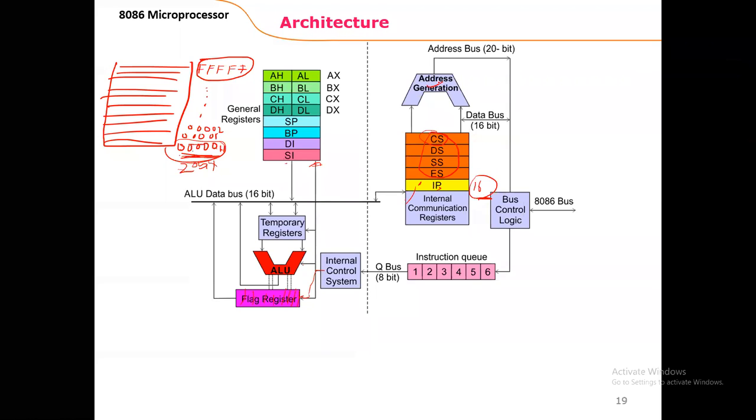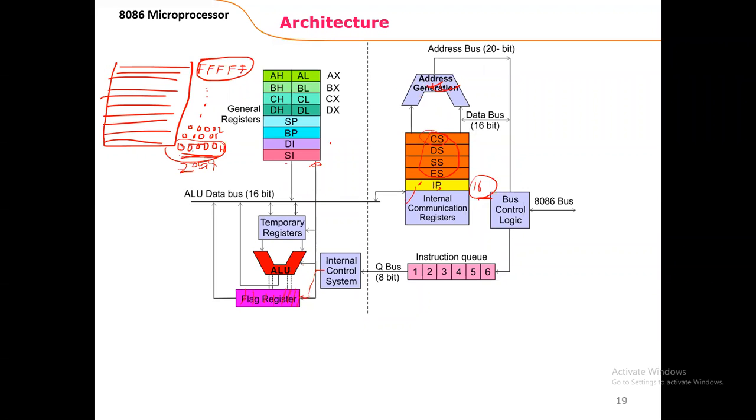This is the address generation. All are clear? This generates the 20-bit address. And this is the 16-bit data. 16-bit data is possible because the data is 16-bit. But the address is 20-bit and this register is 16-bit, so it is not possible.